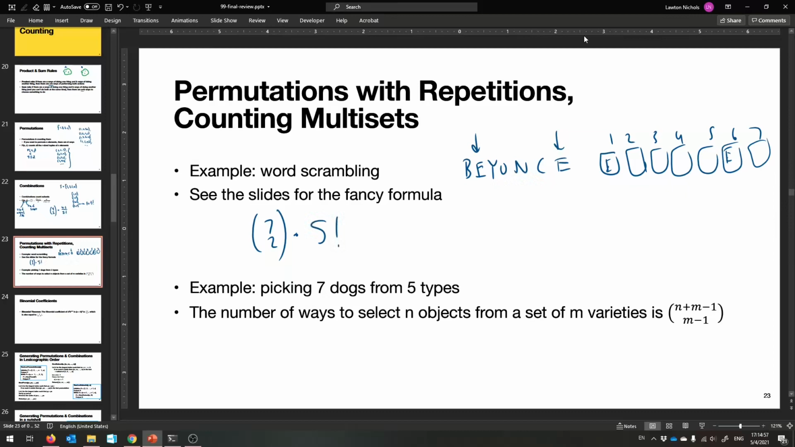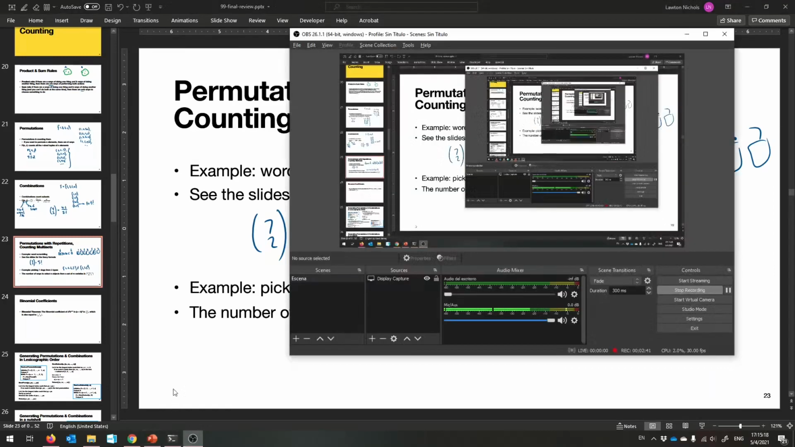And then we have counting multisets. And multisets are a bit weird. They look like sets, but they're not. It's like 1, 2, 2, 3 is not equal to, in multiset world, 1, 2, 3. Okay? That is quite odd, I know.